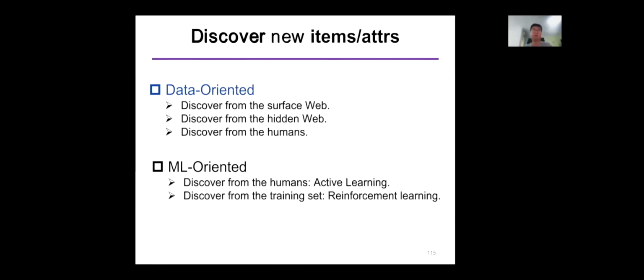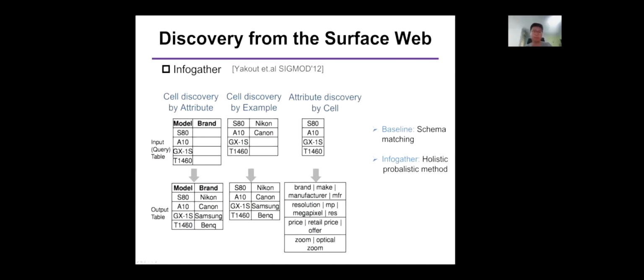Then let's see how to discover new items or attributes. First, let's see the data-oriented method. We talk about discovering from the surface web, discovering from the hidden web, and discovering from humans. First, let's see InfoGather. So suppose we have a query table, namely the base table. InfoGather leverages a vast corpus of HTML tables on the web to discover the missing cell by attributes or several examples. And it can also discover attributes by the cell values.